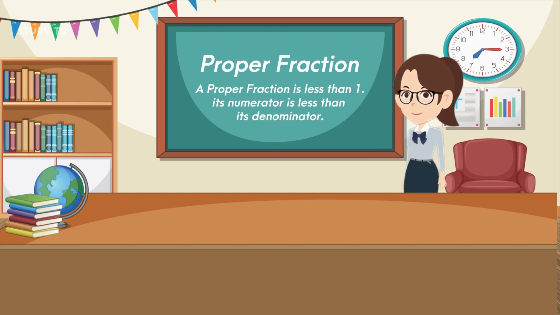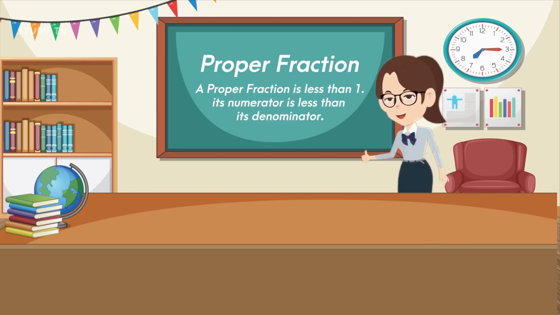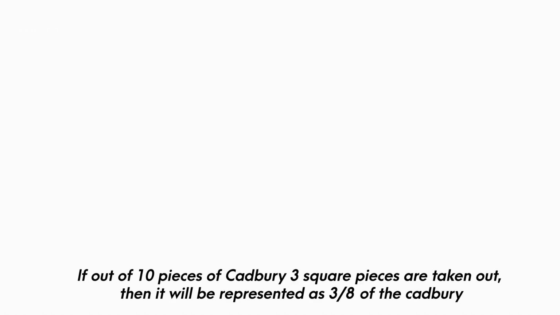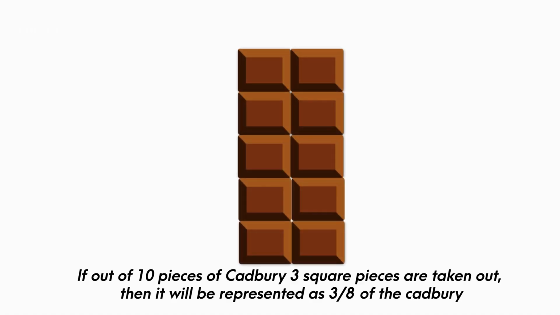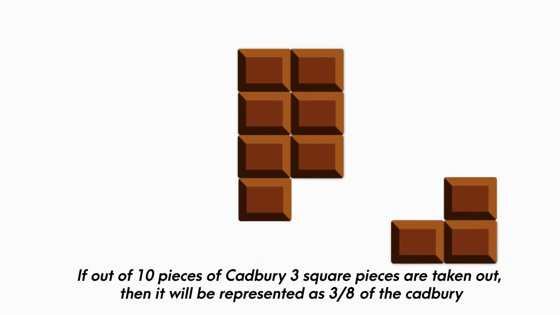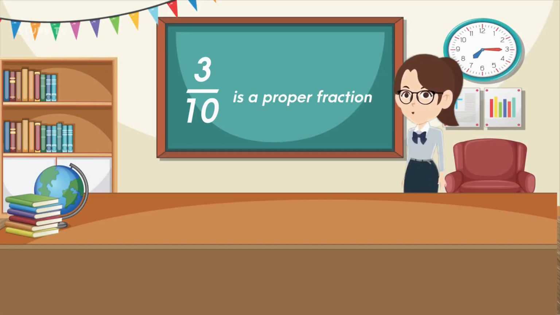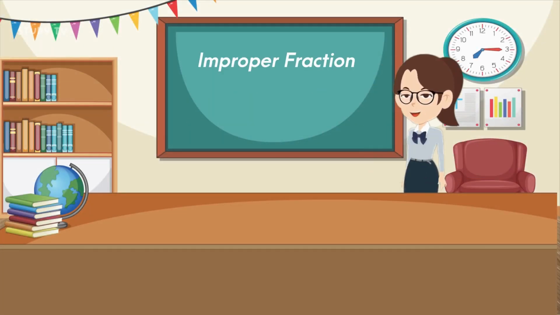Proper fraction. A proper fraction is less than 1. Its numerator is less than its denominator. Example: if out of 10 pieces of Cadbury 3 square pieces are taken, then it will be represented as 3/10 of the Cadbury. 3/10 is a proper fraction.